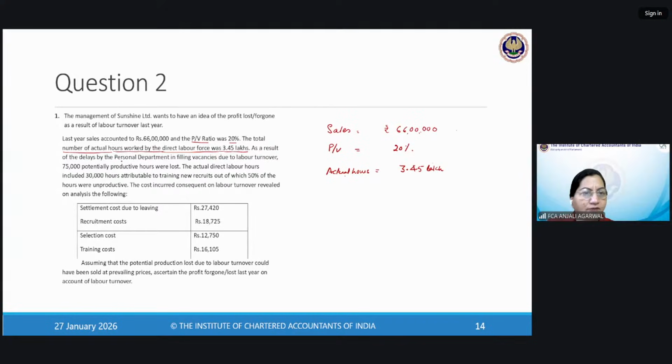As a result of the delays by the personnel department in filling the vacancies due to labor turnover, 75,000 potentially productive hours were lost. Hours lost, 75,000.